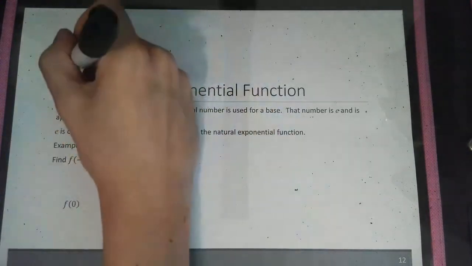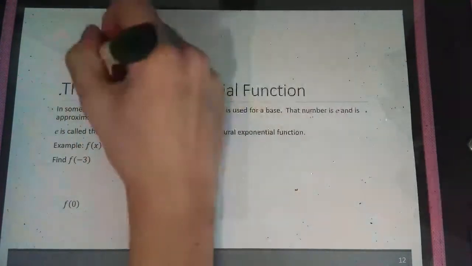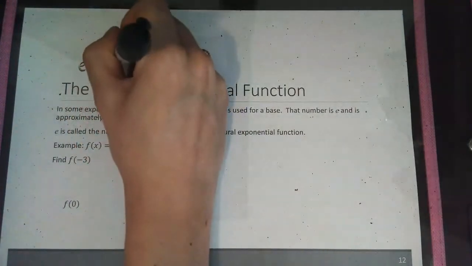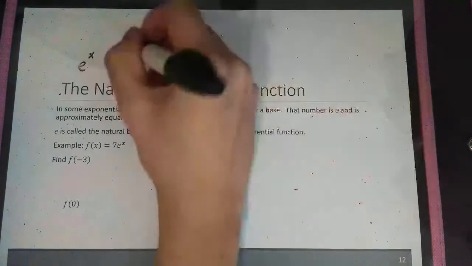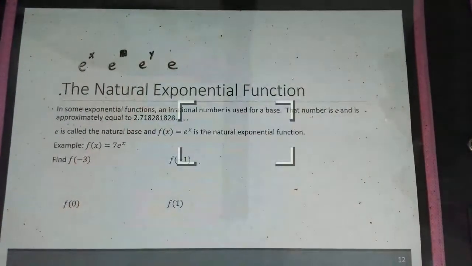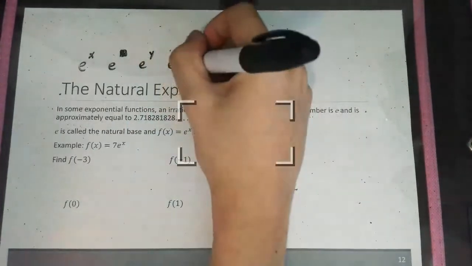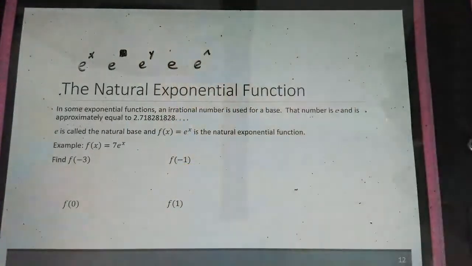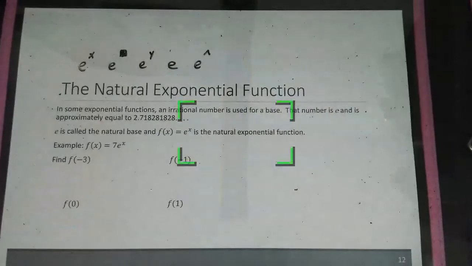It might look like e to the x. It might look like e to the square. It might look like e to the y. It might just look like a lowercase e, but you need to find that lowercase e. You also might have e caret. So find that button on your calculator, and you're going to need to know how to use it.